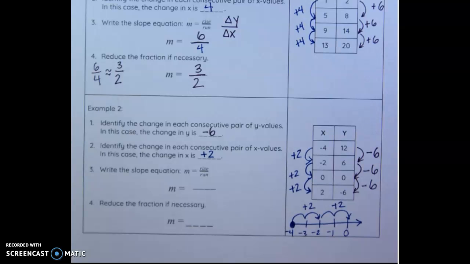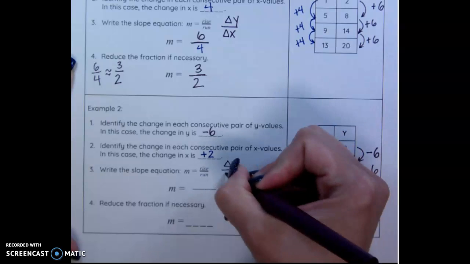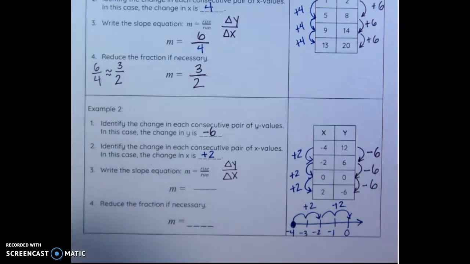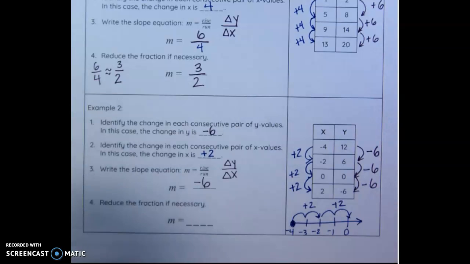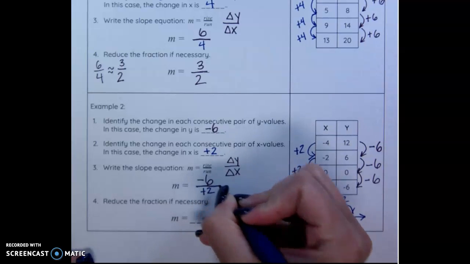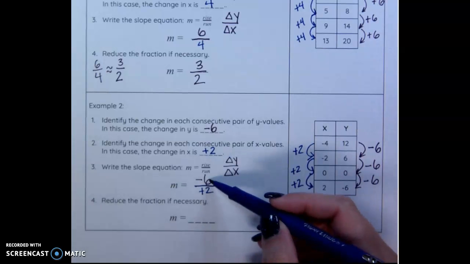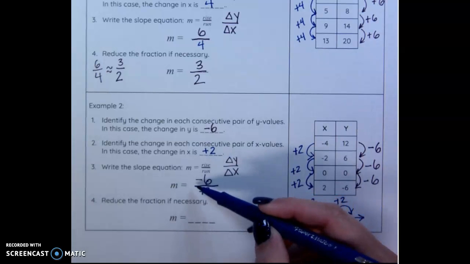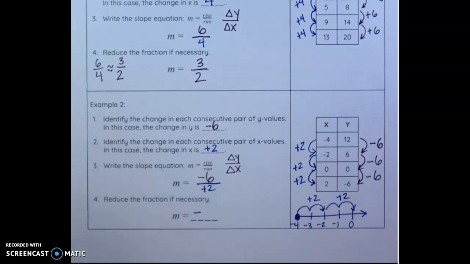Alright, we're going to write it in rise over run. Again, that's the same thing as the change in y over the change in x. So my change in y is minus 6, and my change in x is plus 2. So that's my fraction, negative 6 over positive 2. Now we're going to reduce the fraction. If either one of these is negative, this is going to be negative. If they're both negative, it's positive, because a negative divided by a negative is positive.